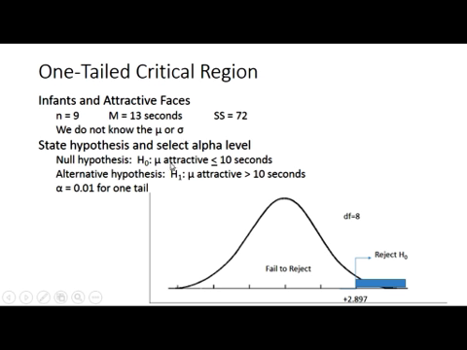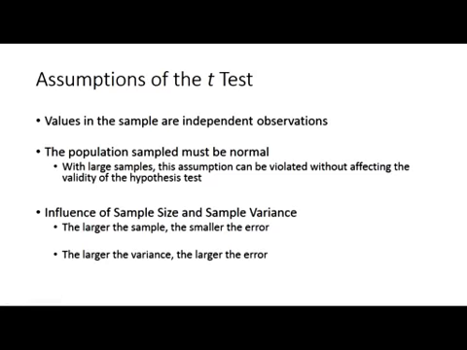Our null hypothesis is that kids are going to look at all faces less than or equal to 10 seconds. Whereas the alternative says if it's attractive, they're going to look at them for more than 10 seconds. And we're feeling pretty confident about this one, so we're going to use a 0.01 one tail. So when I go to my chart, that 0.01 alpha equates with a 2.897 in that chart in B2. And so anything that's above 2.897 is going to get rejected.